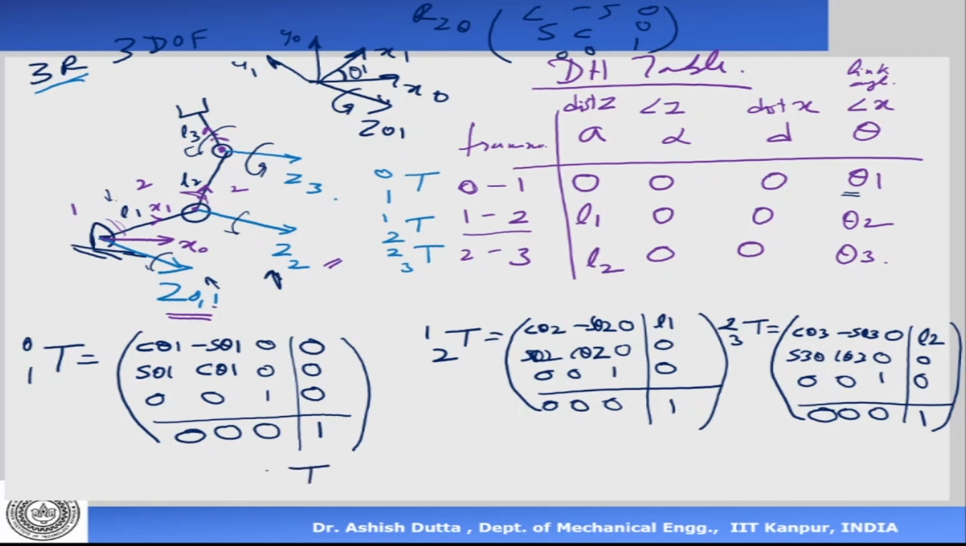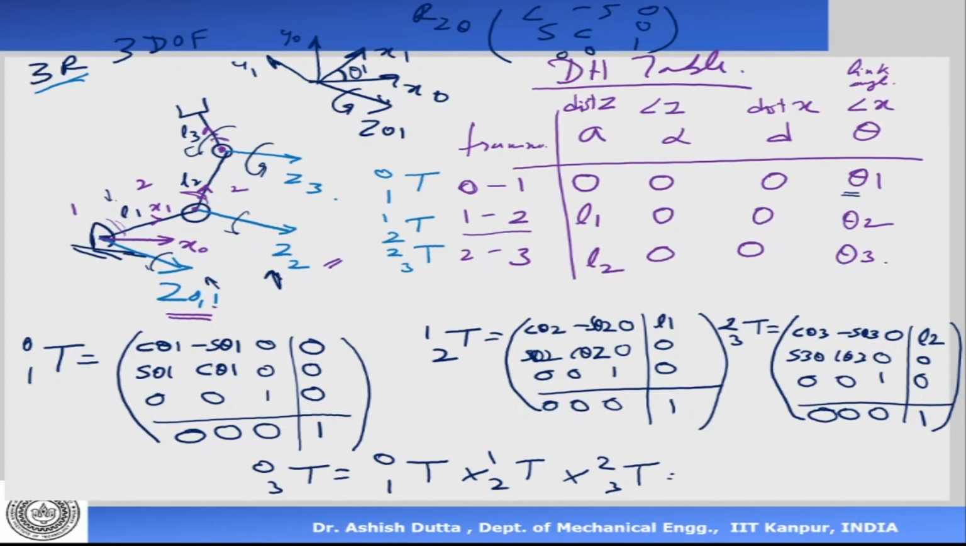Now if I want to multiply them out, 0 to 3, I'm simply going to multiply 0 to 1, 1 to 2, and 2 to 3. The order is the same because we are in homogeneous space now. So this matrix will give me the total matrix between the third frame and the 0 frame.